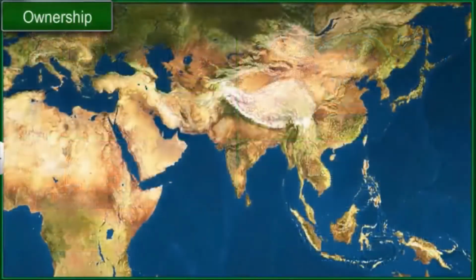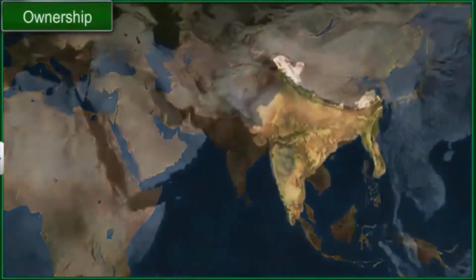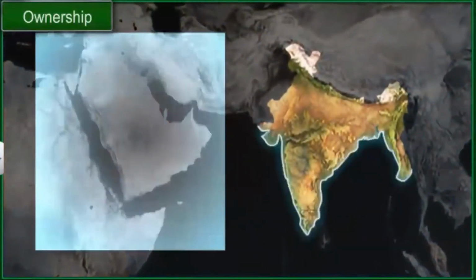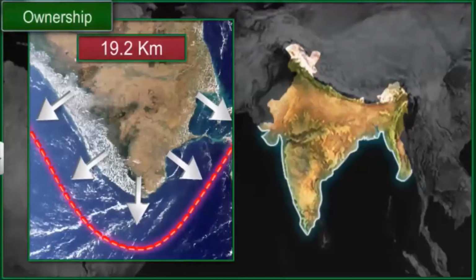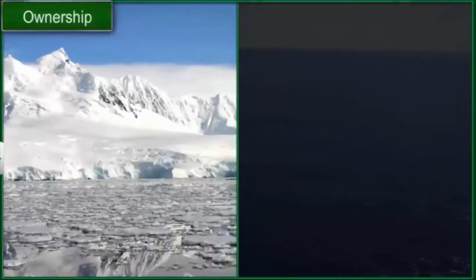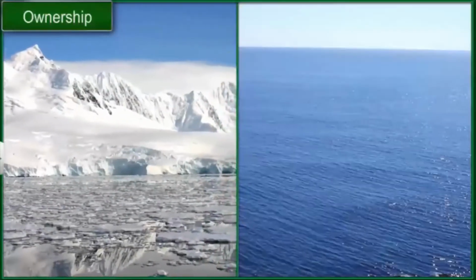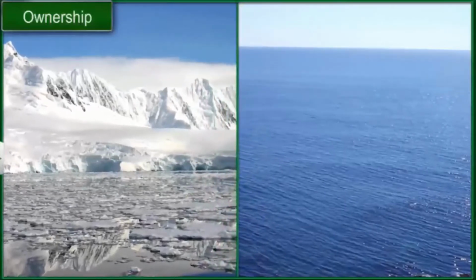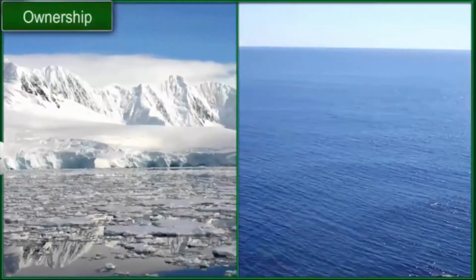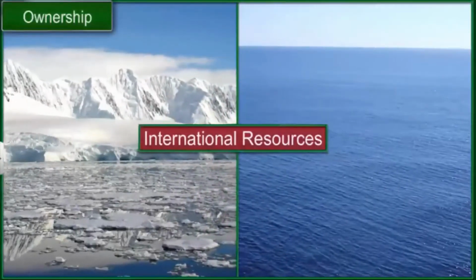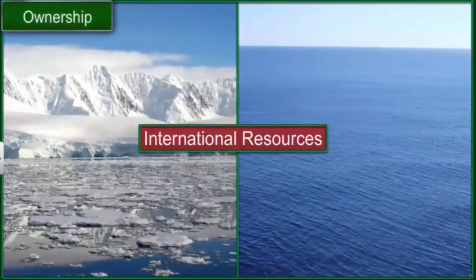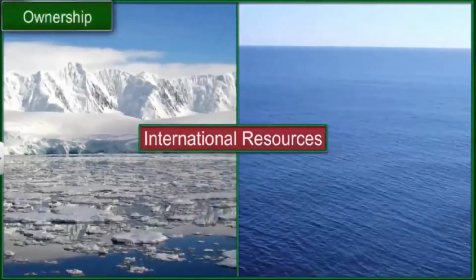These include all the resources within the political boundaries of a country and till 19.2 kilometers into the sea from its coast. There are still some parts of land, like the icy continent Antarctica, and the vast stretches of oceans, which are not owned by any particular nation. Resources found in these parts of the world are called international resources and are managed by institutions related to the United Nations.